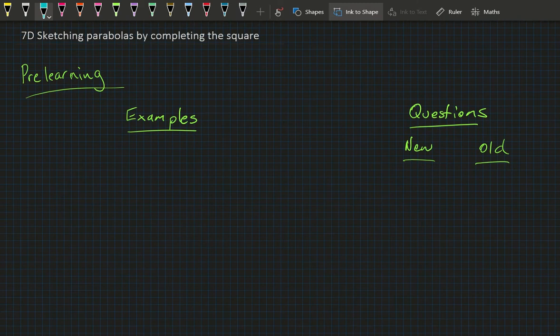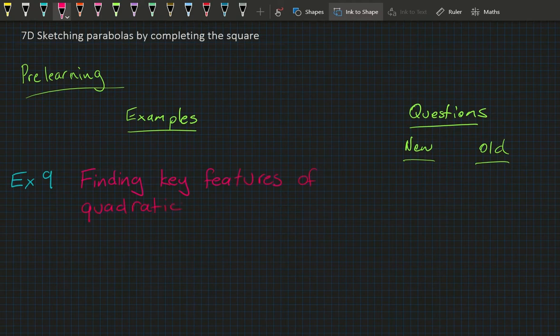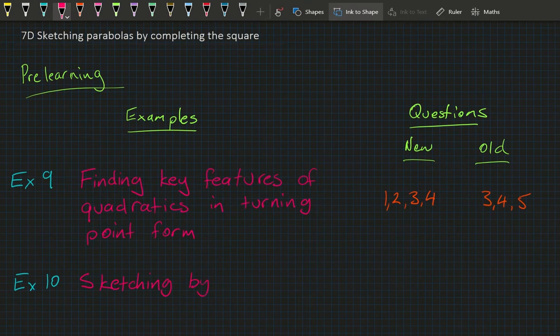In this lesson, your examples and pre-learning will be example 9, finding key features of quadratics in the turning point form. And your pre-learning for this example is questions 1, 2, 3 and 4 in the new book and questions 3, 4, 5 in the old book. And then we have example 10, sketching by completing the square. And your pre-learning for this example will be 7 and 8 in the new book and 8 and 9 in the old book.